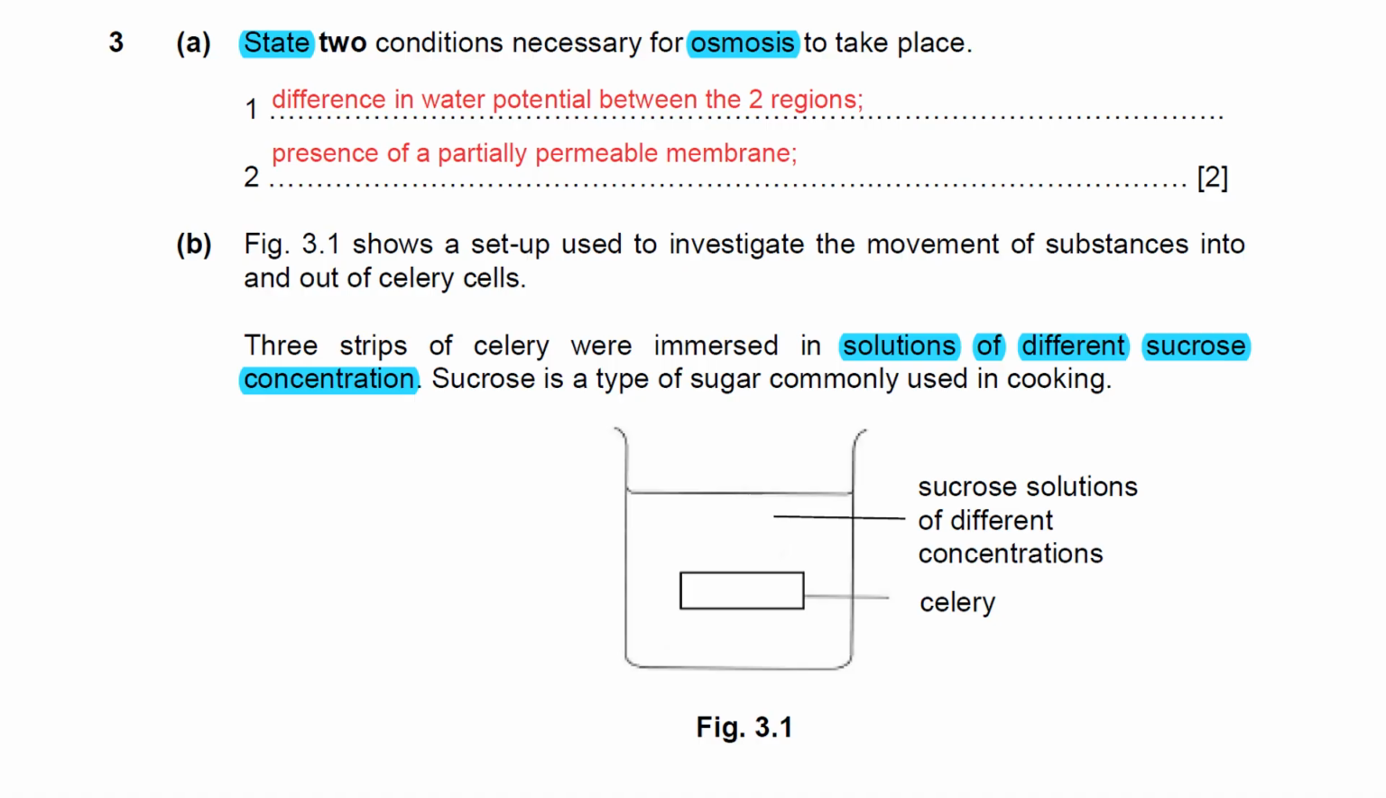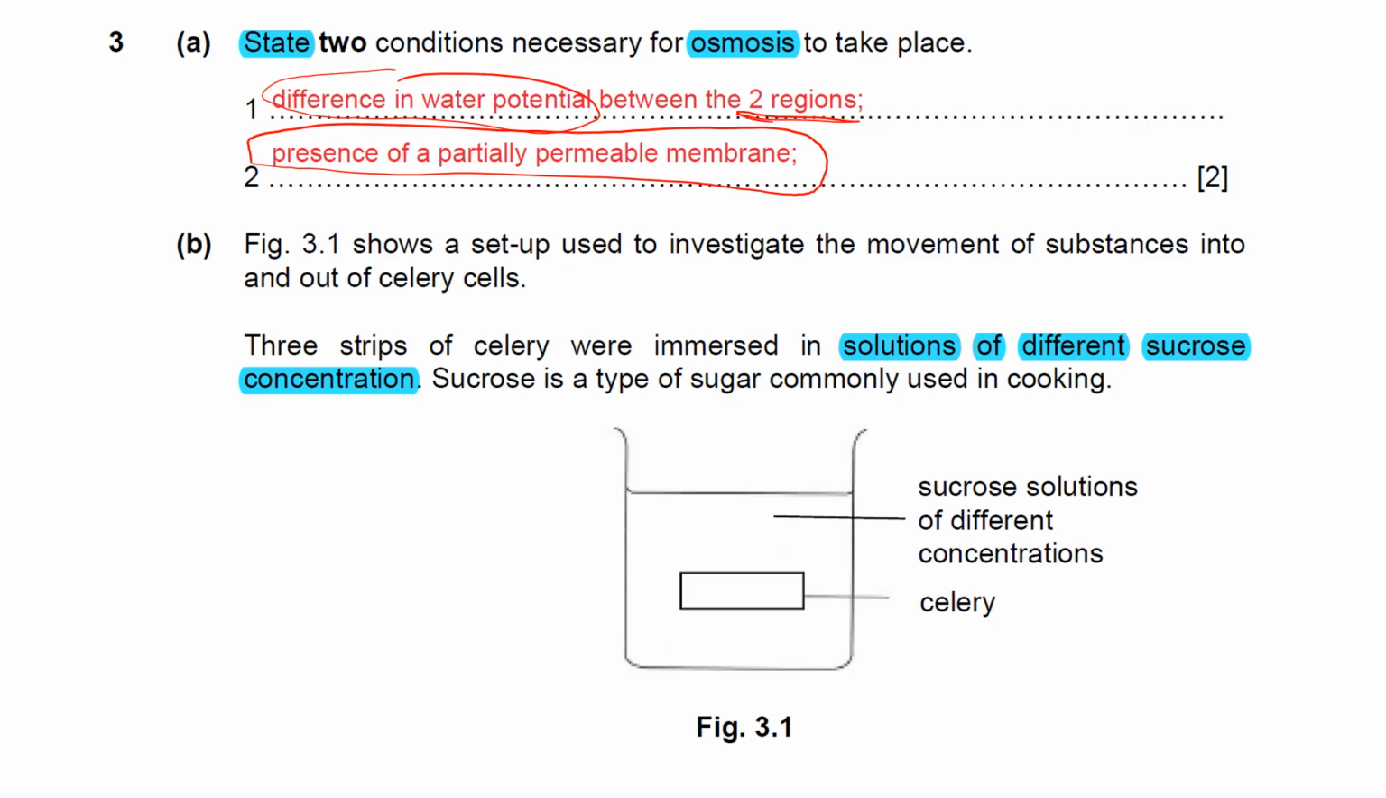Question 3 is on movement of substances. State 2 conditions necessary for osmosis to take place. For osmosis to take place, there are only two very important conditions. Number one, there must be a difference in water potential between two regions, so the water molecules can move. Number two, a partially permeable membrane has to be there. So these are the two conditions.